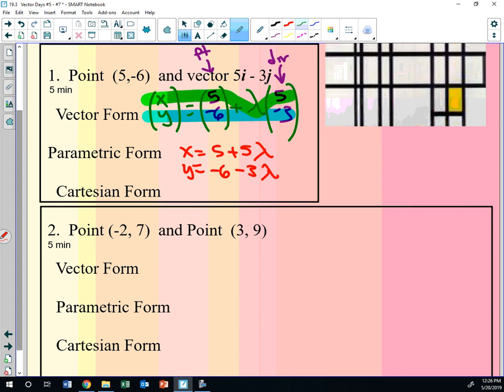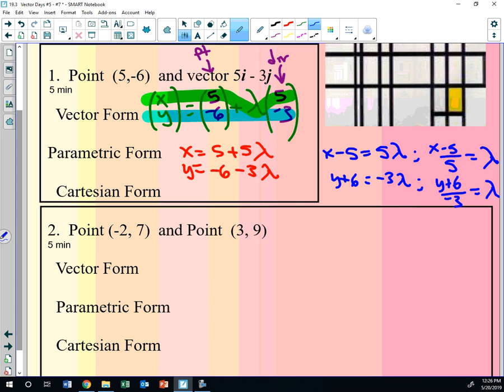Okay, good. Now the Cartesian is the most helpful because you can actually graph it, and it doesn't have lambda in it at all. And the way you deal with this is you would go x minus 5 equals 5 lambda, so x minus 5 over 5 is lambda. Do the same here, y plus 6 equals negative 3 lambda, and so y plus 6 over negative 3 is equal to lambda. Just doing the algebra, solving for lambda.